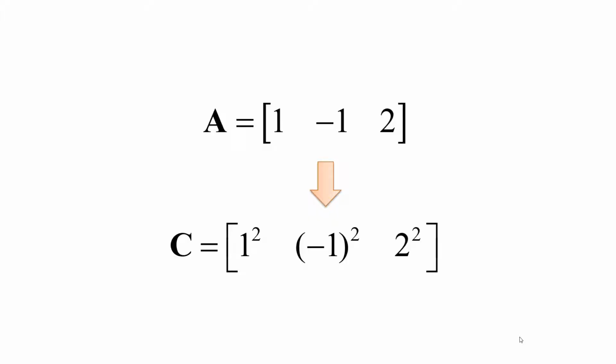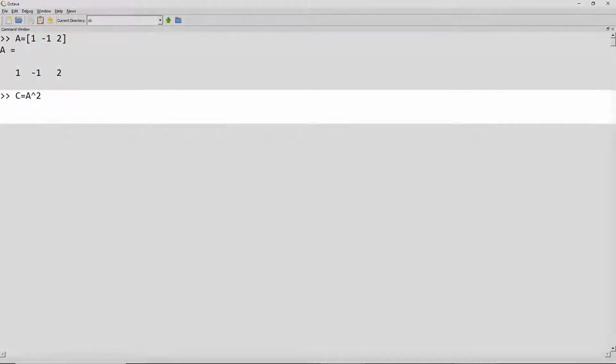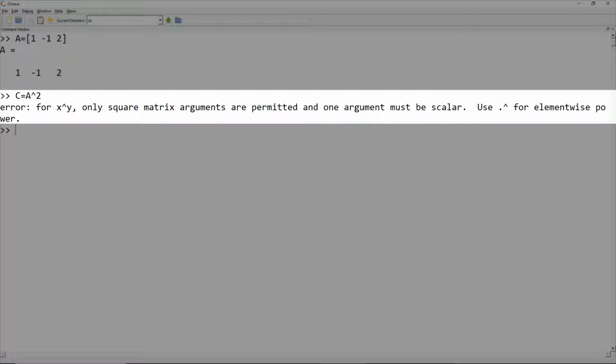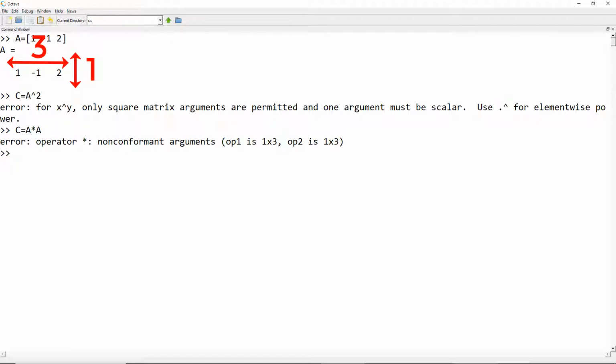Consider 1×3 row vector A, and we would like to square all the elements to create 1×3 row vector C. To do this, you may quickly come up with C equal A squared. However, it shows an error message, since the inner matrix dimension does not match. Column size of the first matrix A is 3, and the row size of the second matrix A is 1, which is different. The same thing happens when you use A times A.